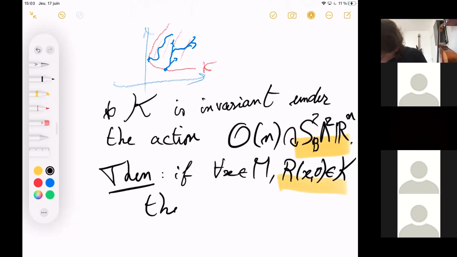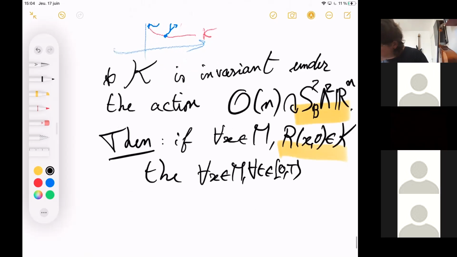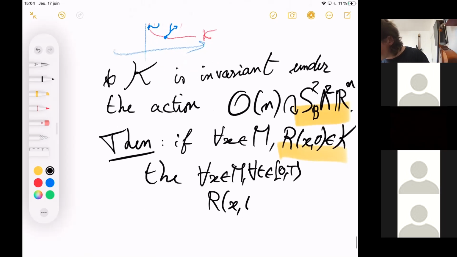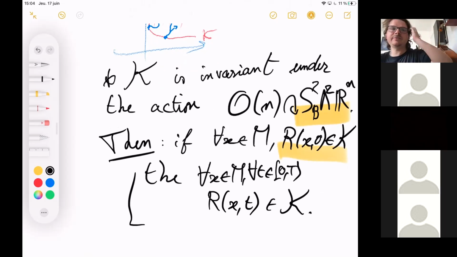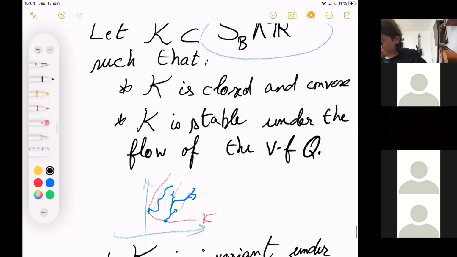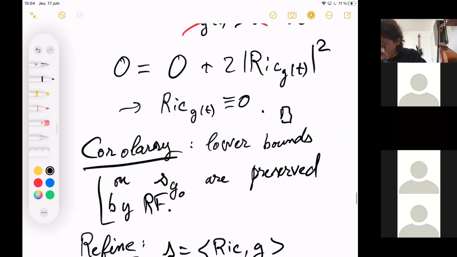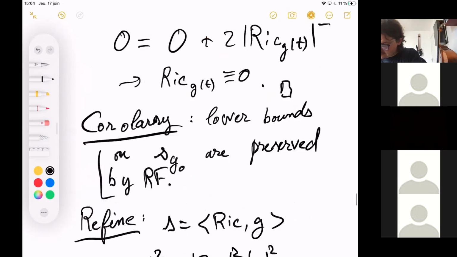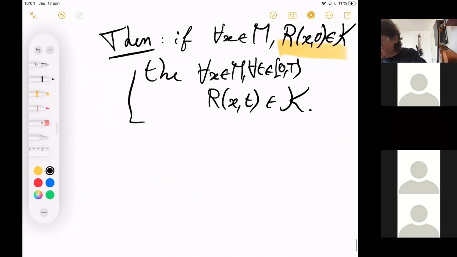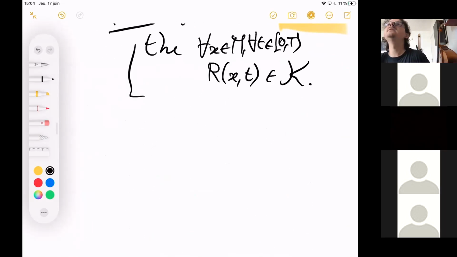And so this is my maximum principle. And so you can do a lot of stuff with that. Okay, we will see some applications right after in a couple of minutes.